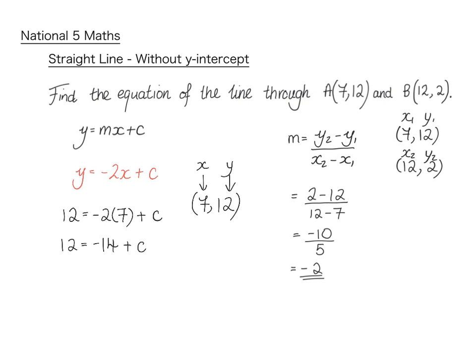Then we add the 14 to both sides, so we get 26 is what c has to be. So we can get our final answer, which has always got to have an x and a y in it. So we get y is equal to minus 2x plus 26. Reminder of what we're doing there: we find our gradient by using our formula, and then we pick one of our points, taking the x and y and substituting them in. So x goes where the x is, y goes where the y is, and then solve for c.